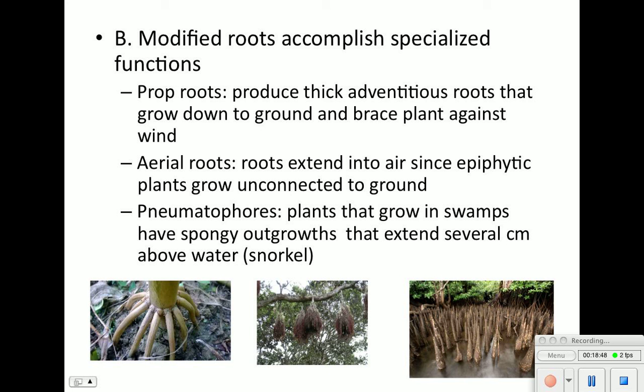Nematophores, so plants that grow in swamp lakes. Basically, it's like a snorkel. So there's a little air tube here, so they can get CO2 and release oxygen. No, they're not sharp.